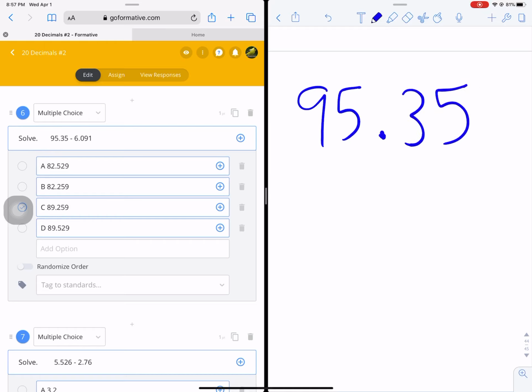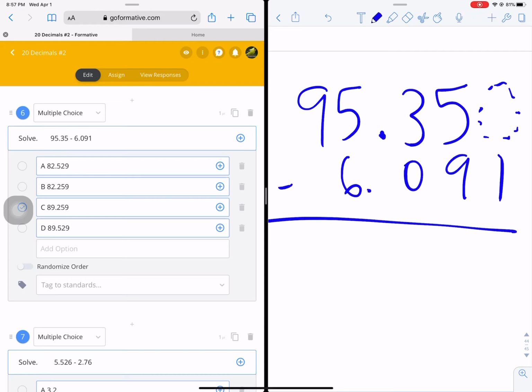95.35 minus 6.091. If you ever see that, just put that invisible 0 there. And now we're subtracting. Start with this first thing. What does 0 take away 1? We can't do that. A lot of kids just put a 1 down. 0 minus 1, it's 1.